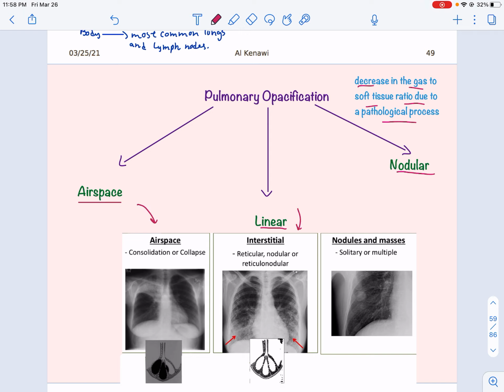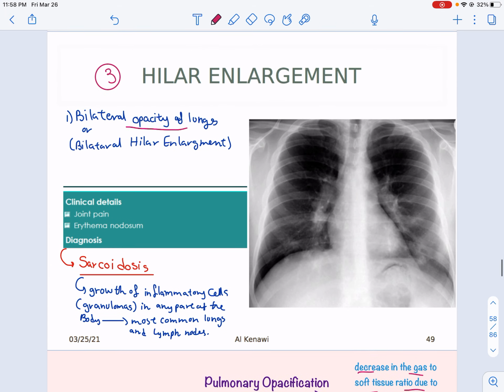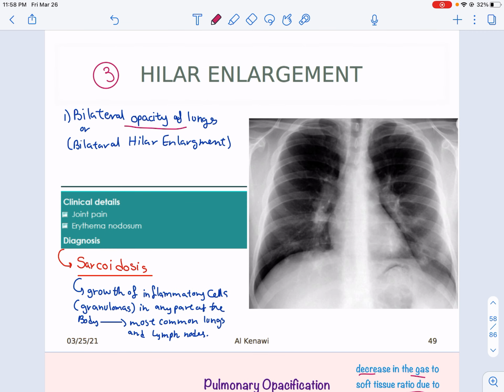Many reasons behind it, but I'm not just gonna go over it. I'll stick in the lecture slides. So here we can see that bilateral opacity, it's not normal. We can at least distinguish that this is not a normal X-ray. Okay. But if we know this and we know the patient has joint pain and arrhythmia, not nausea, so we can know that this is sarcoidosis.